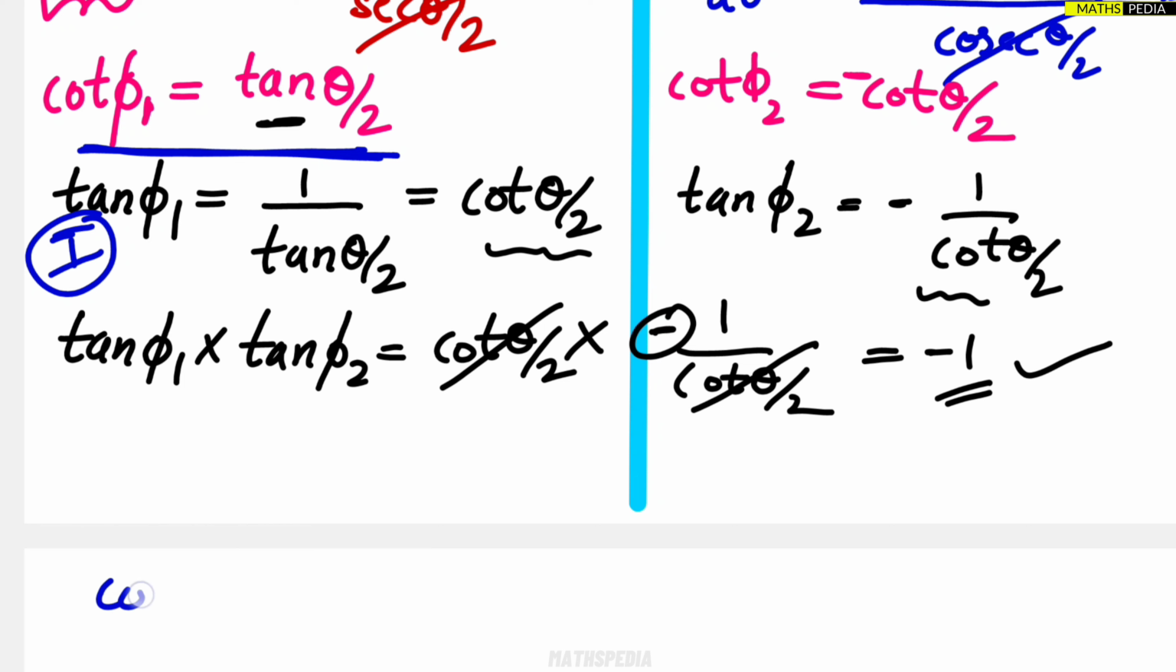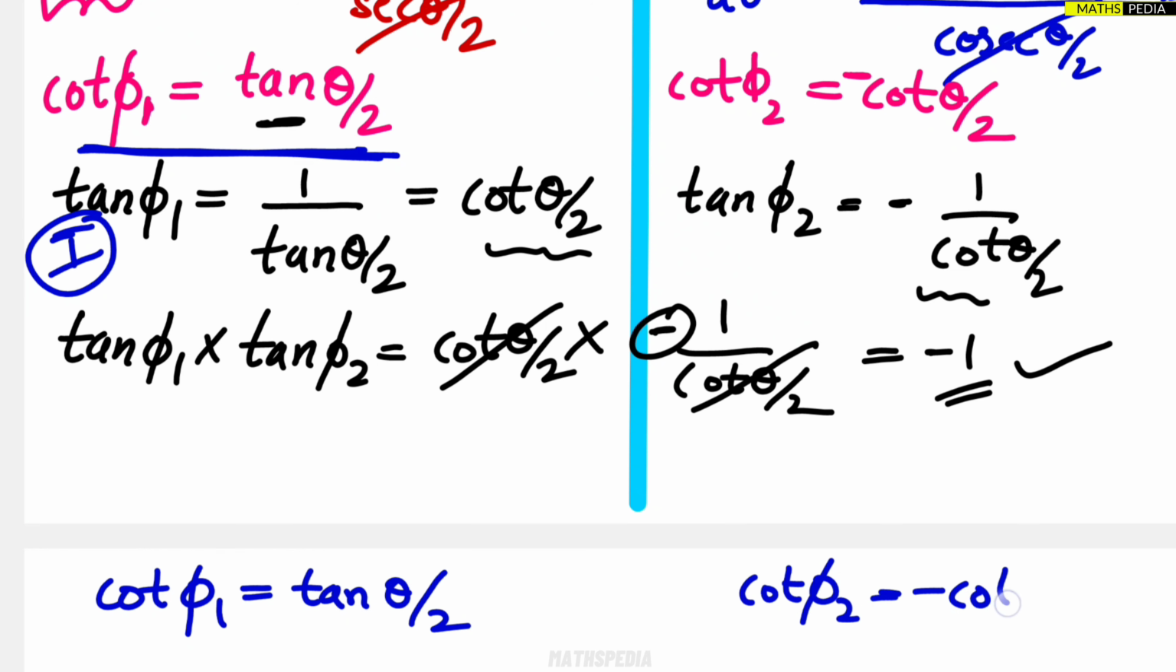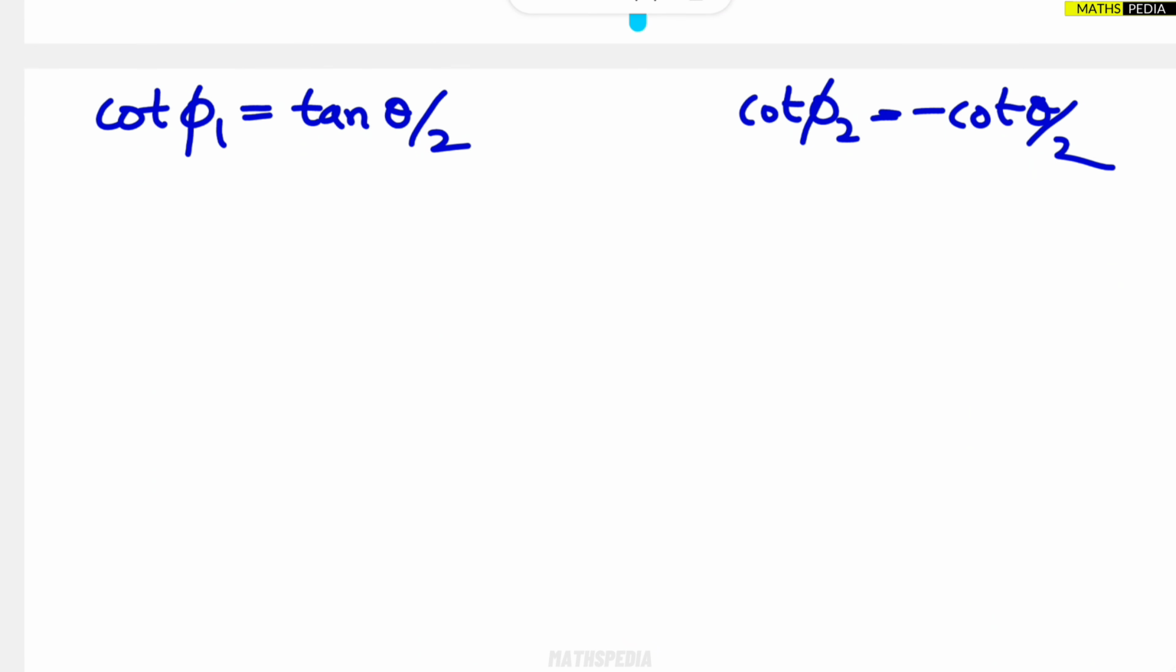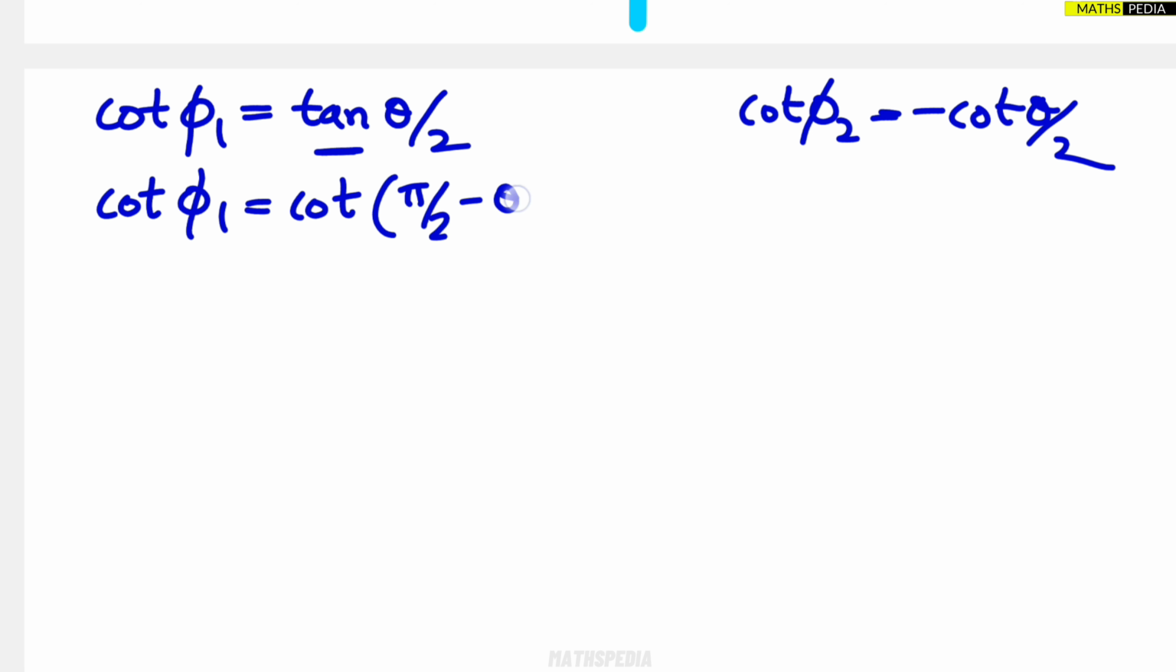How to get it? See here. I'll write here cot phi 1, you got it as tan theta by 2, and here also I'll write cot phi 2, you got it as minus cot theta by 2. Now I need to get the value of phi 1 and phi 2. So tan can be converted into cot very easily. How to convert tan into cot? Just write cot of 90 minus theta. So cot 90 means pi by 2, minus theta. Here this is the theta value.